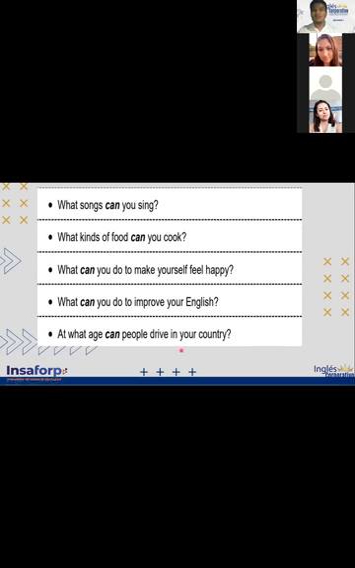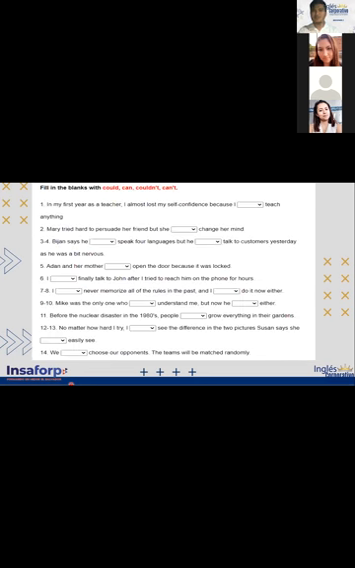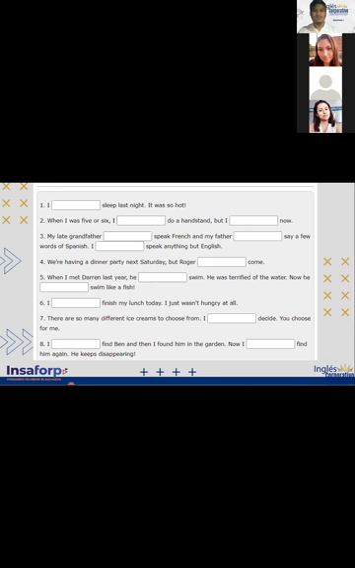So number one is already done. So this is number two. Is it done? Yes, teacher. So this is number three. Listo. And this is the last one. Very simple. In these parts you are going to only put could or can.